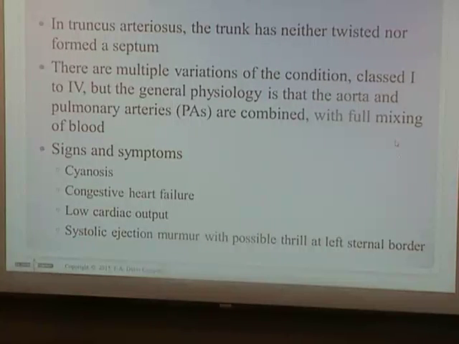Truncus arteriosus. In the artery itself, you have a twist. The trunk has neither twisted nor formed a septum.